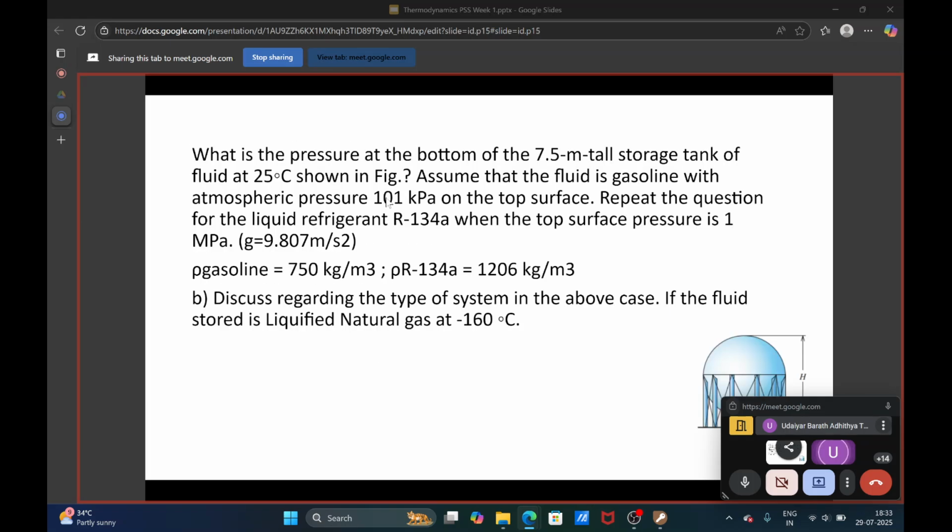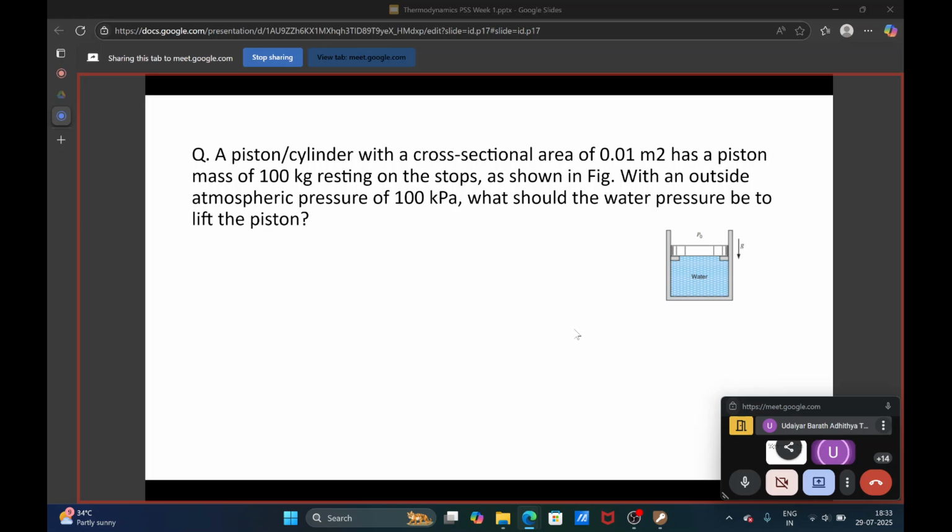Again, here it was 25 degrees Celsius, so there is no heat transfer and no mass transfer. You can assume it to be an isolated system or a controlled mass system. In the second case, you have minus 160, so there will be heat transfer. Now it becomes a controlled system, and you would need insulation for it to become an isolated system.